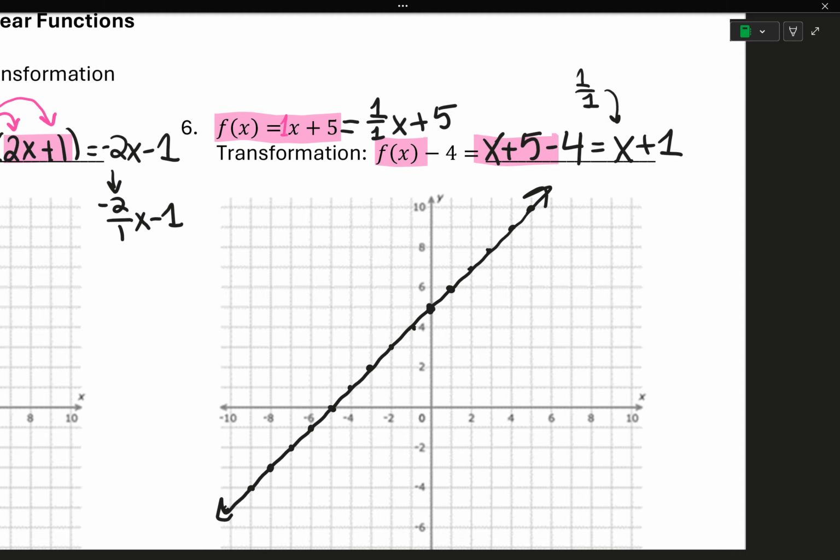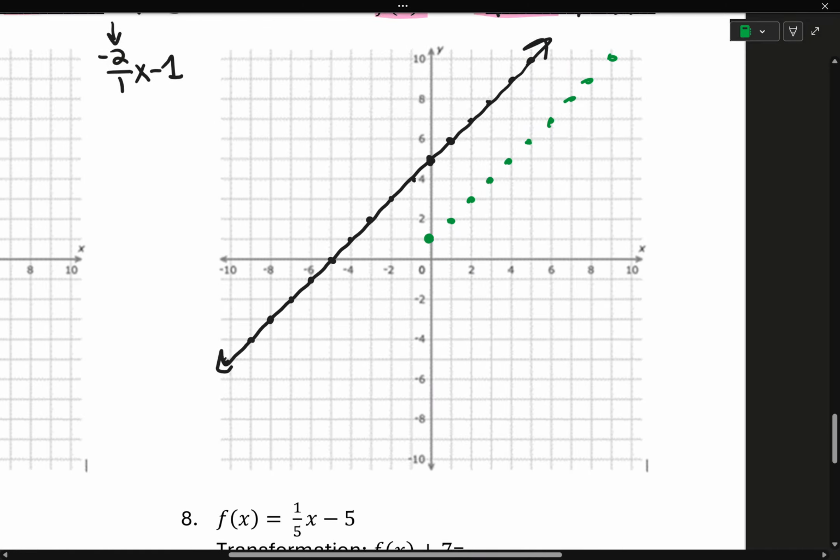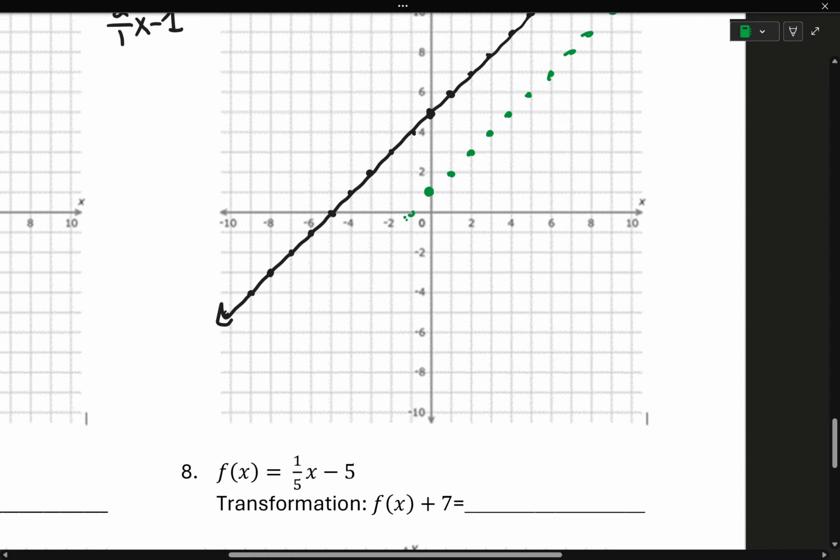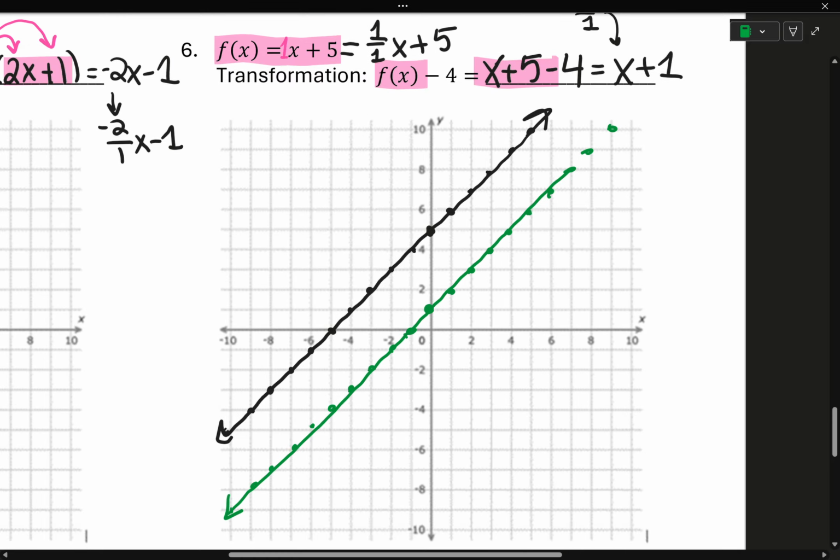I'm going to draw it in this color now. All right, this one starts at positive 1, and then we go up 1 to the right 1. We almost went too far down. Okay, we're just going to pretend this is way straighter than it looks.